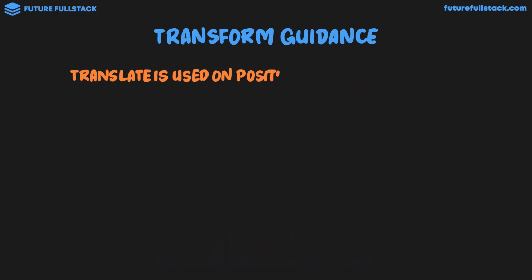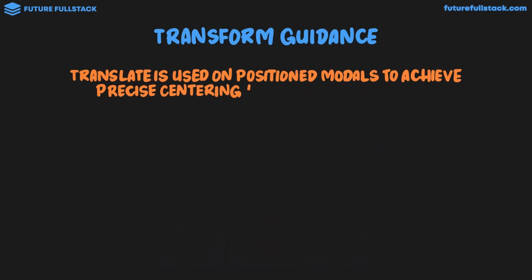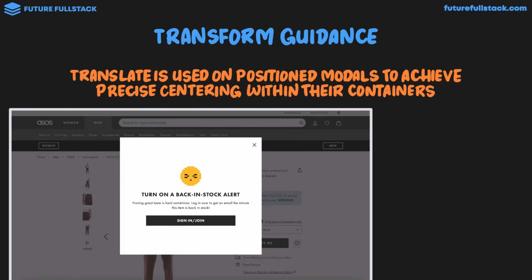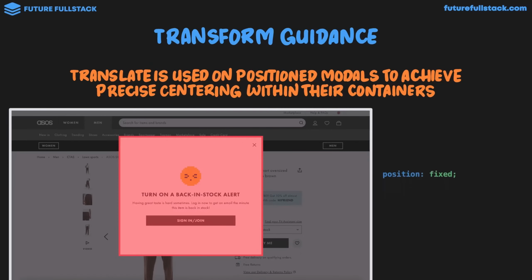Translate is used on position modals to achieve precise centering within their containers. Here's an example of exactly what we did in VS Code earlier. Here's a modal, which is centered on the web page. This is achieved by positioning the element with a fixed value, offsetting it 50% top and 50% left, and then using the translate function to center itself left and up.